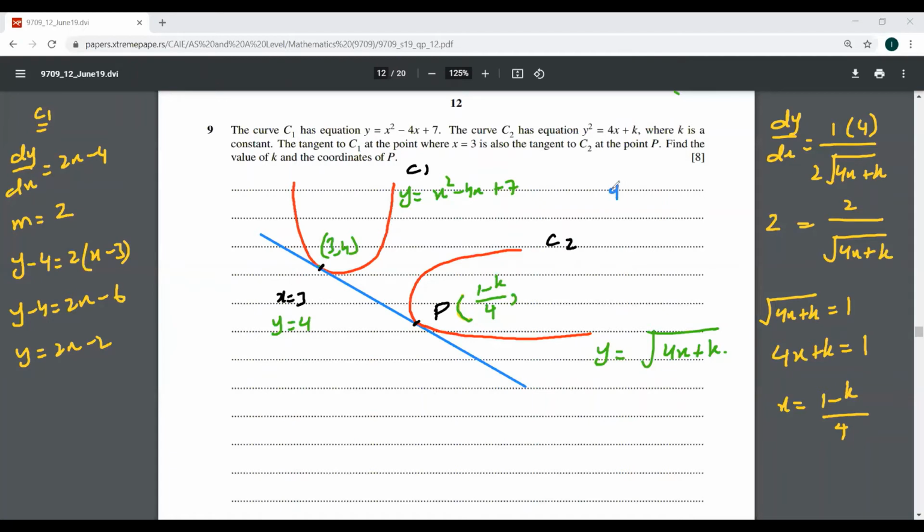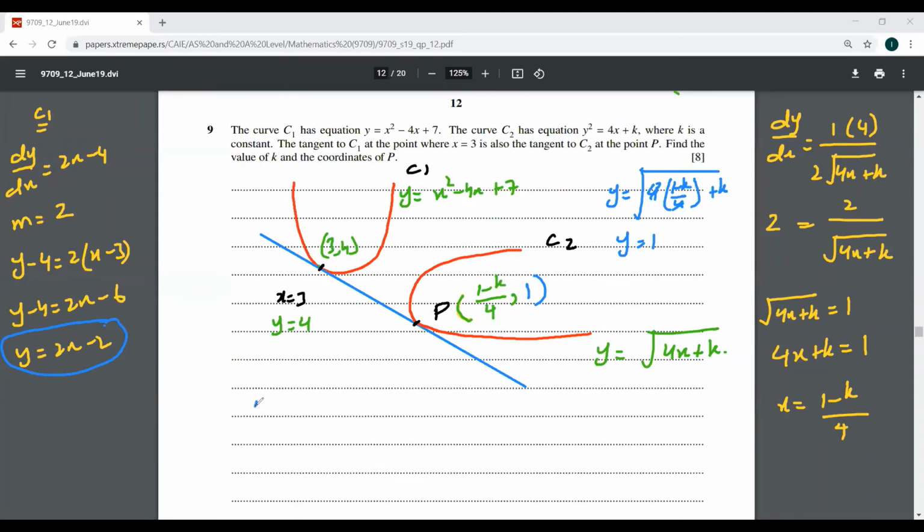So that would be y is equal to, or let me write y square maybe. So let y is equal to 4 into 1 minus k over 4 plus k. So that is going to be 1. So this y coordinate is 1. So let's put that, you can put this point into this equation if you want to get the value of k, or you can use a gradient as well. So let's put that point P into the equation of the tangent. This is up to you guys, okay?